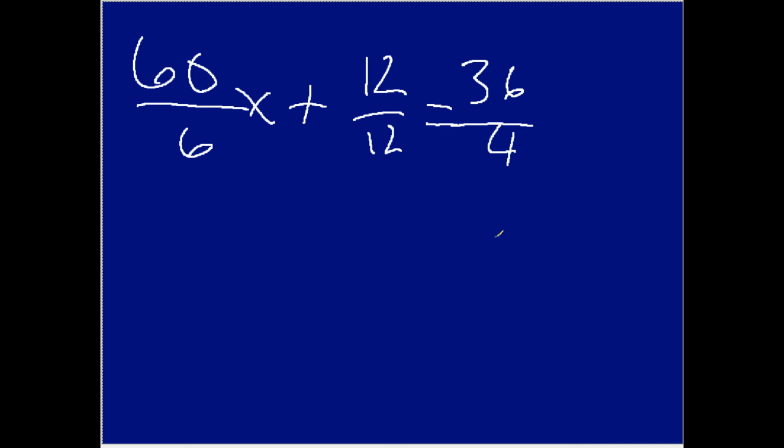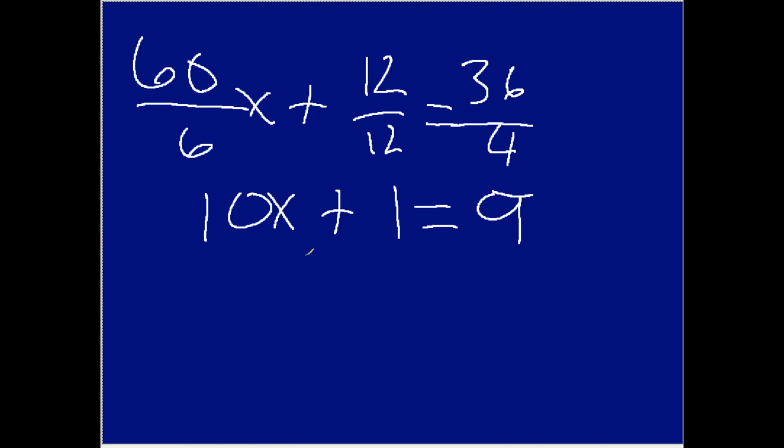Now here's what happens. Because we can now reduce this, we end up with whole numbers that we can finish the equation with. So 60 over 6x is going to become 10x, because both can be divided by 6. 12 over 12 becomes 1. And of course, 36 over 4 becomes 9. That's what we have right here. Nice and clean.